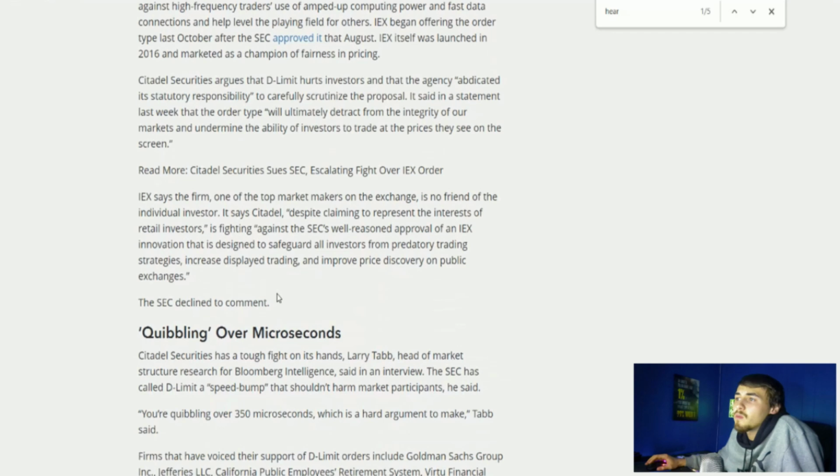IEX says the firm, one of the top market makers on the exchange, is no friend of the individual investor. It says Citadel, despite claiming to represent the interest of retail investors, is fighting against the SEC's well-reasoned approval of an IEX innovation that is designed to safeguard all investors from predatory trading strategies, increase displayed trading, and improve price discovery on public exchanges. The SEC declined to comment.